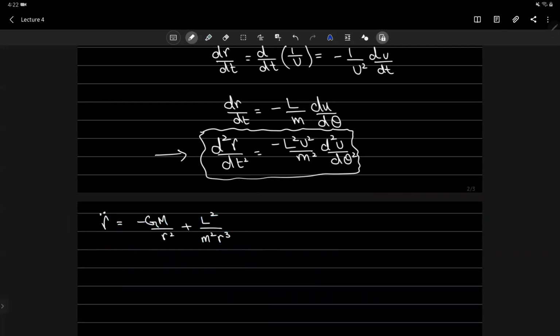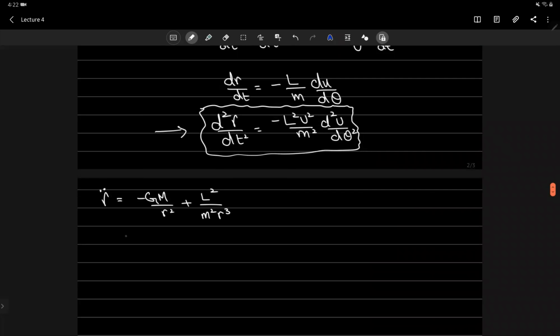Okay, so now if I just substitute this here, what I have is r double dot is simply this thing, which is minus L squared u squared over m squared times d squared u over d theta squared. And this is equal to negative GM over r squared from here plus L squared. Well, let me just see.